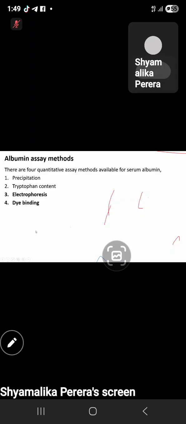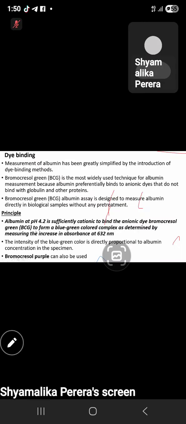In dye binding, the commonly used dye is bromocresol green, but some analyzers use bromocresol purple.